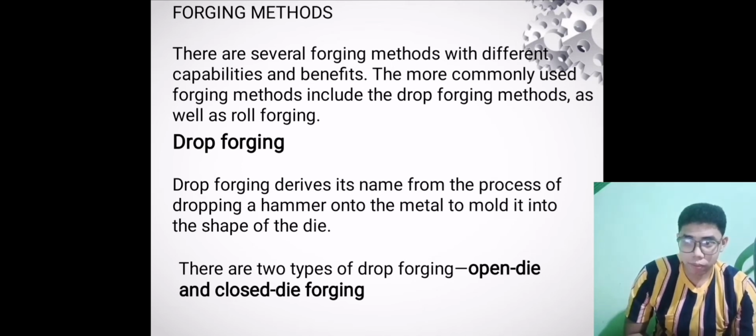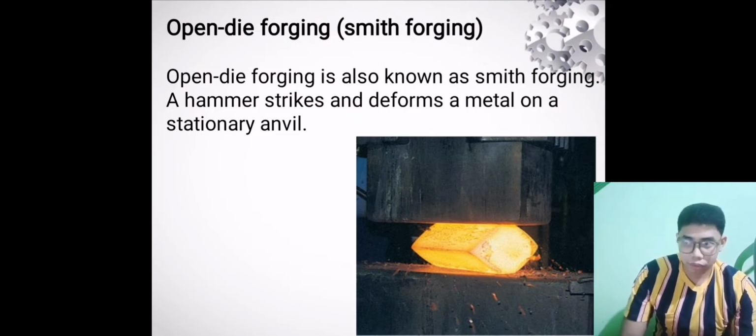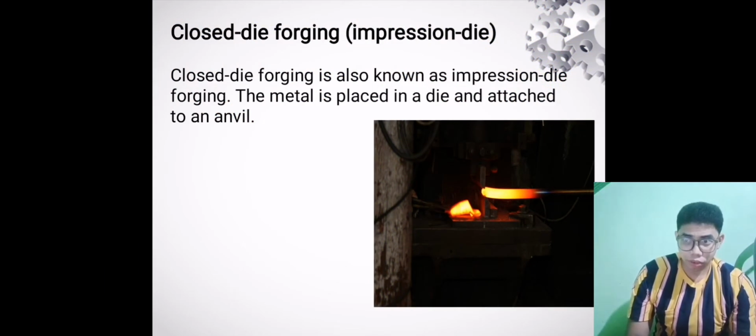There are two types of drop forging. They are open die and closed die forging. Open die forging is also known as smith forging. A hammer strikes and deforms a metal on a stationary anvil. Closed die forging is also known as impression die forging. The metal is placed in a die and attached to an anvil.